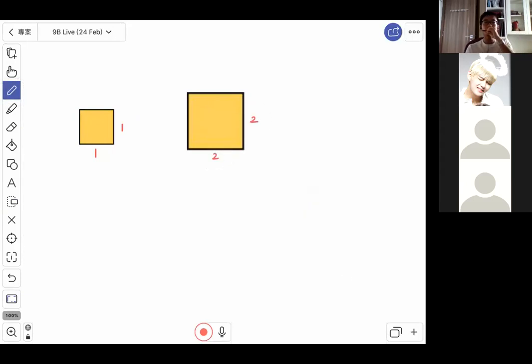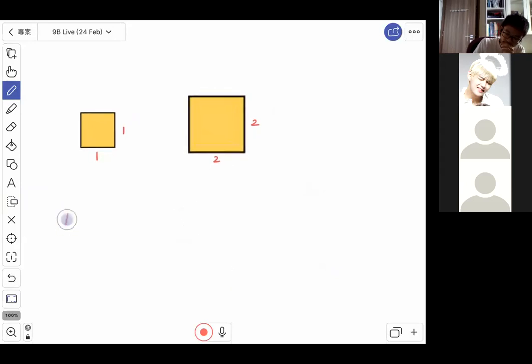I think this is a very easy question because you can find the area. Do you think that the area will double? No, it will be four times. You can find out that the area will become four times of it. Agree? For this one, you can easily find that out.